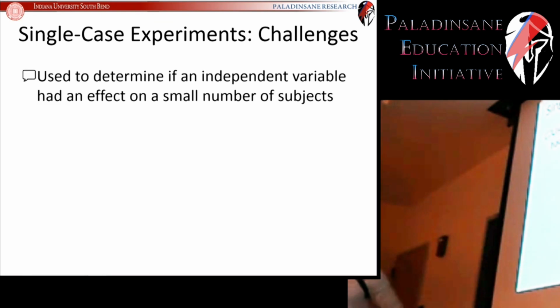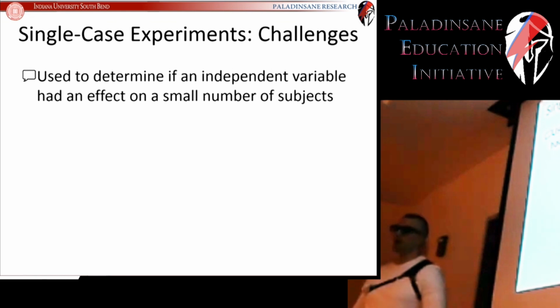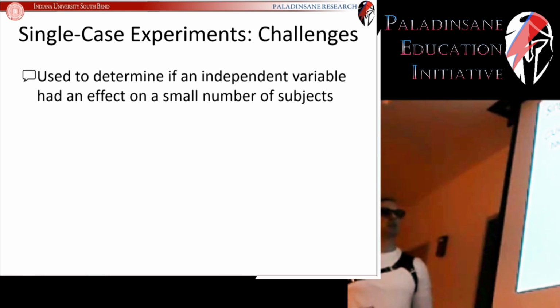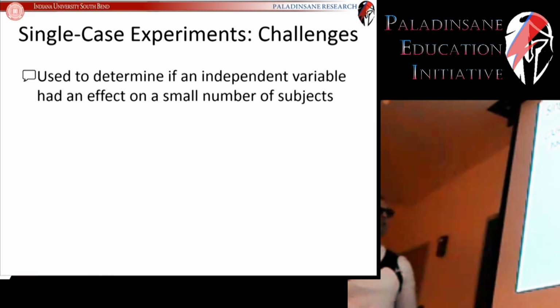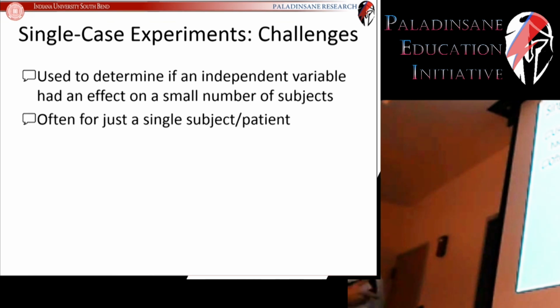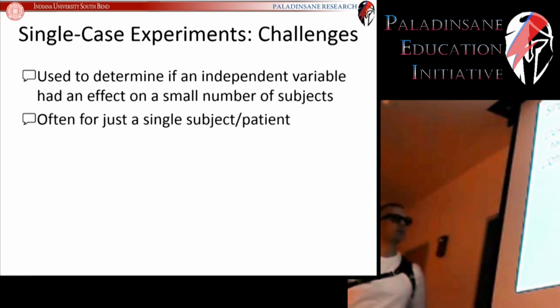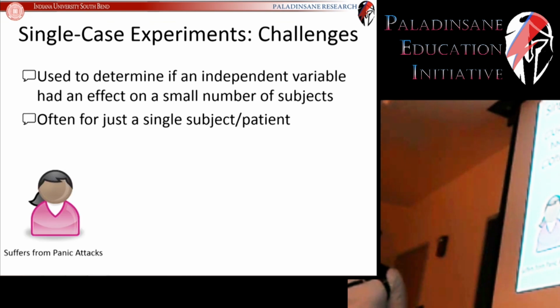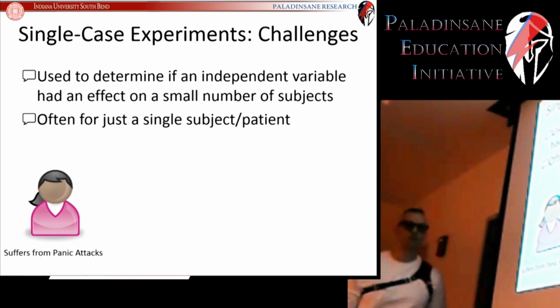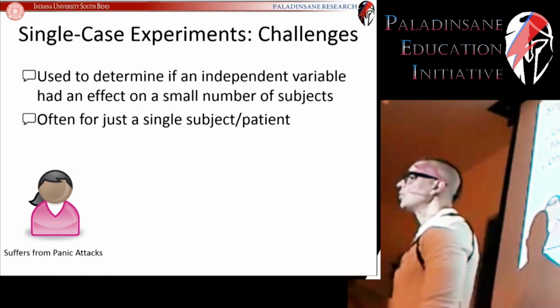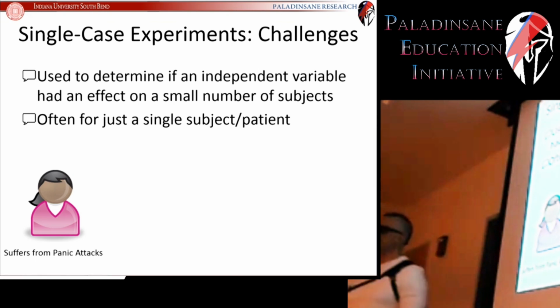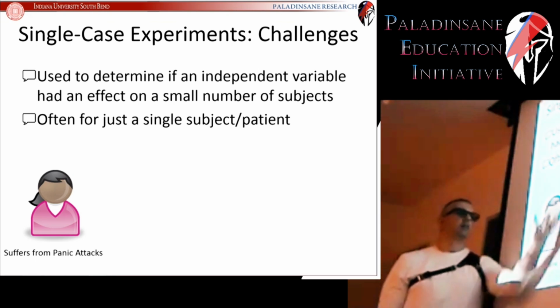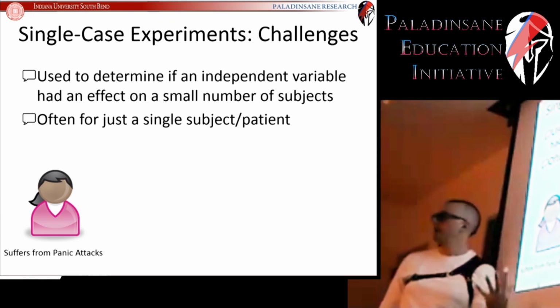Well, if you're treating a single individual, you need to determine if that independent variable, that is, your treatment, has an effect on a small number of subjects, that is, that one subject that you're treating. So it's oftentimes used for just a single subject or a single patient. Let's say that individual comes in and says that they suffer from panic attacks. One of the first things that you would do is assess how bad this behavior is, how much of this behavior is occurring.